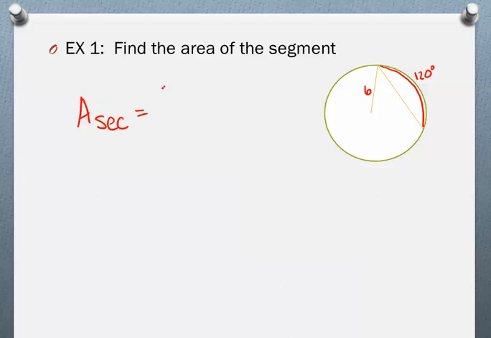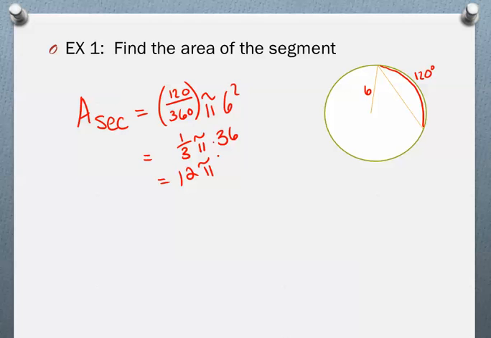And again, that comes from the angle over 360, so it's that portion of a full circle, times the full area, which is pi r squared. So it's going to be pi times 6 squared. So that's 1/3 times pi times 36, which gives us 12 pi. And again, that's the full sector. What we're really looking for is the area of the segment, which is this part in here.